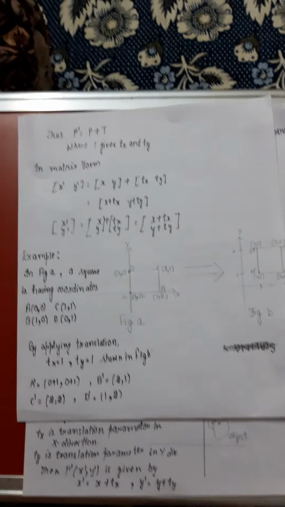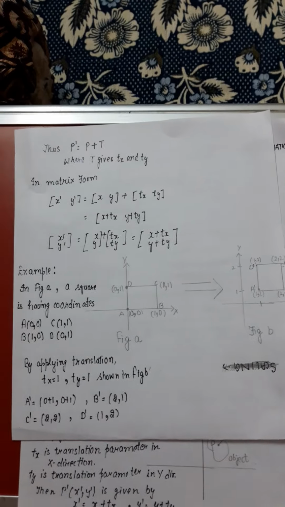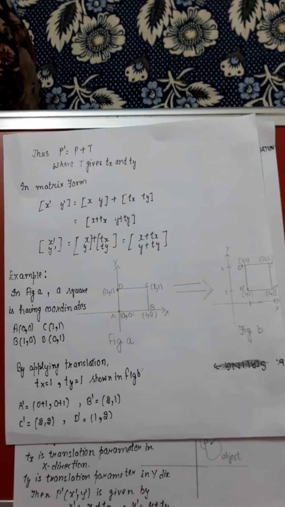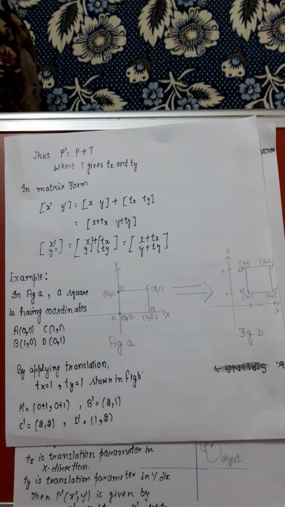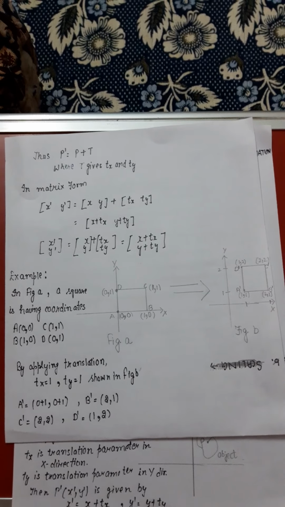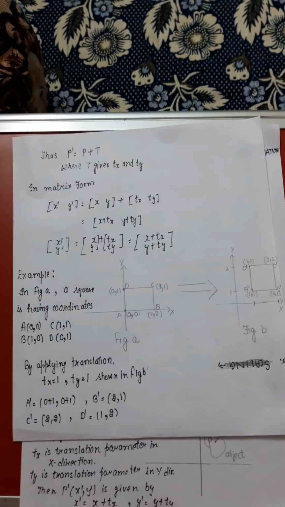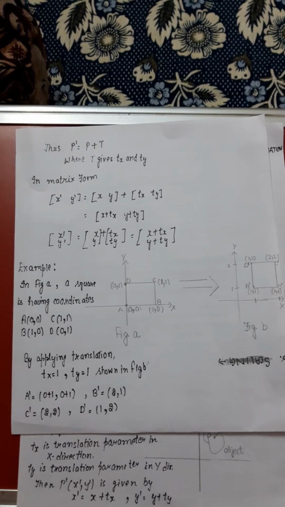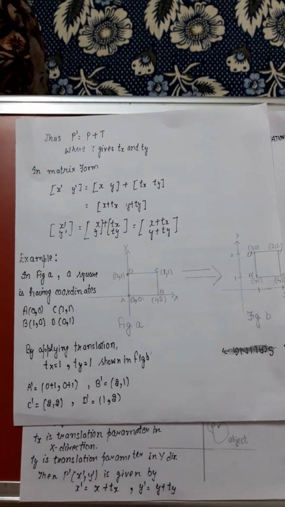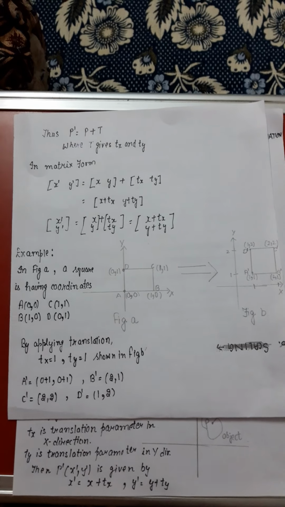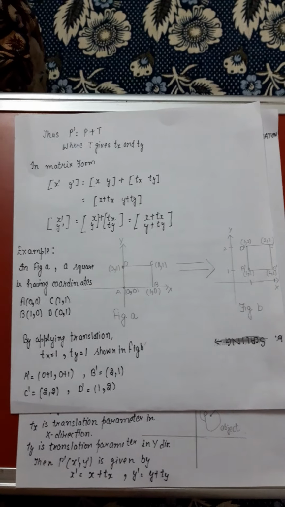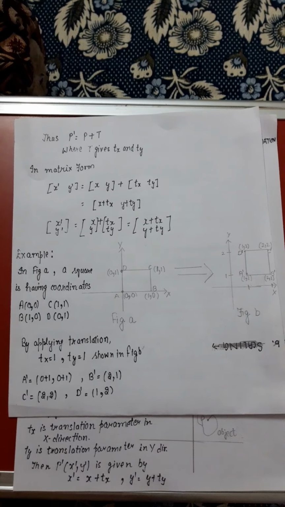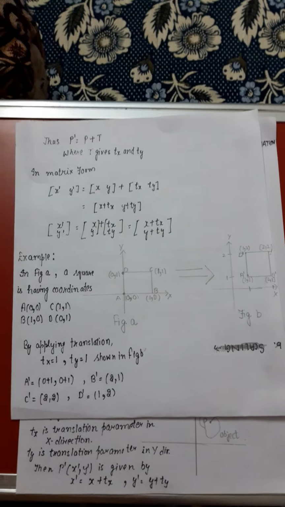So let's understand this concept with an example. Suppose I have a square ABCD having coordinates 0,0; 1,0; 1,1; 0,1, right? I want to translate this square. So initially I have a square ABCD with these values. By applying a transformation of 1 unit, meaning Tx equals 1, Ty equals 1, there will be 1 unit displacement in both directions.